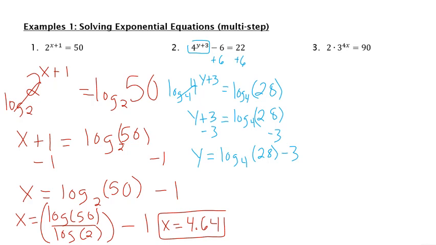So it's a base 4. Our calculator can only do base 10 and e, so I have to do the base change formula. And so if we put that all in our calculator, so log of 28 over log of 4, and then subtract 3, we're going to go ahead and get our final answer, which is negative, and if I round it, it'd be negative 0.60.